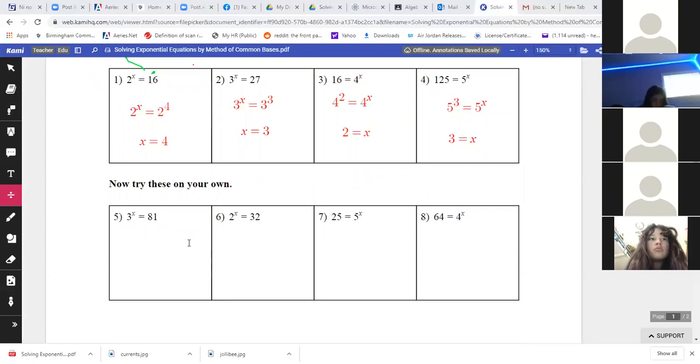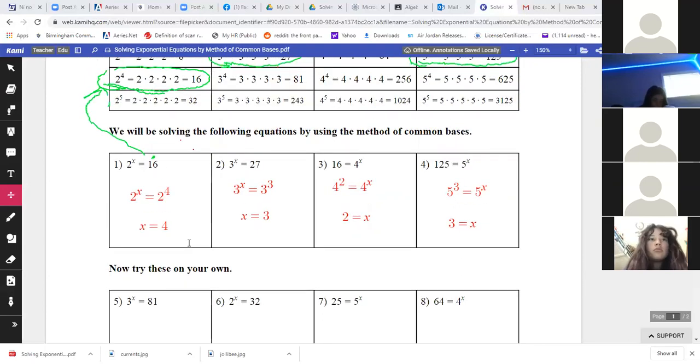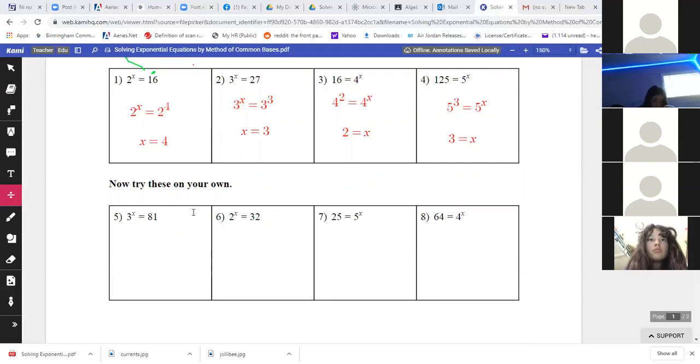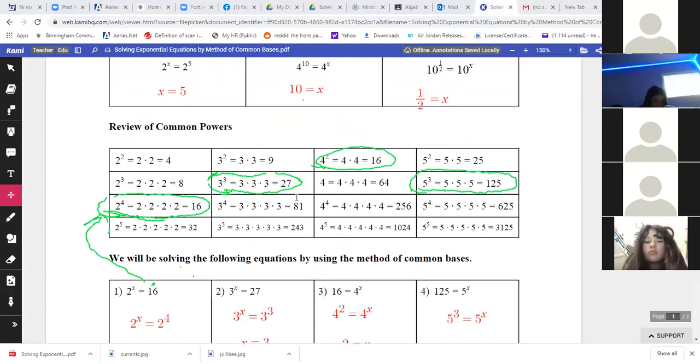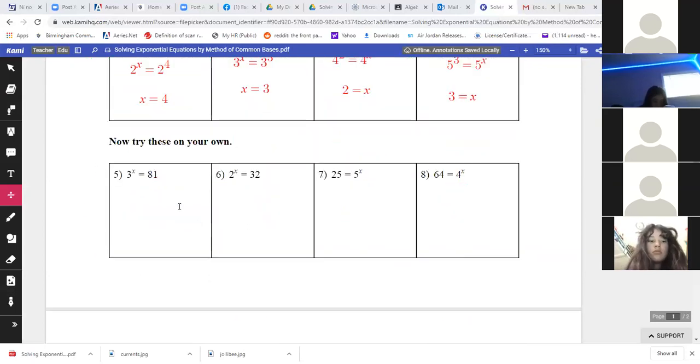Okay, so now let's go over 5 through 8. So the first one is 3 to the x is 81. So if I look back at our table, I see that 81 is 3 to the 4th. So I'm just going to go ahead and rewrite this as 3 to the x is equal to 3 to the 4th. And then obviously the answer here is just going to be x is equal to 4.